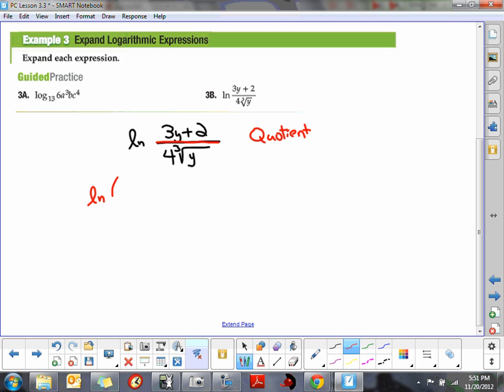So it's going to be the natural log of 3y plus 2. You notice I put those in parentheses because this was in the numerator, and a fraction bar is a grouping symbol. This numerator is the argument of the logarithm. So minus the natural log of the entire denominator, which is 4 times, and I'm also going to convert the cube root of y into y to the 1/3 power.